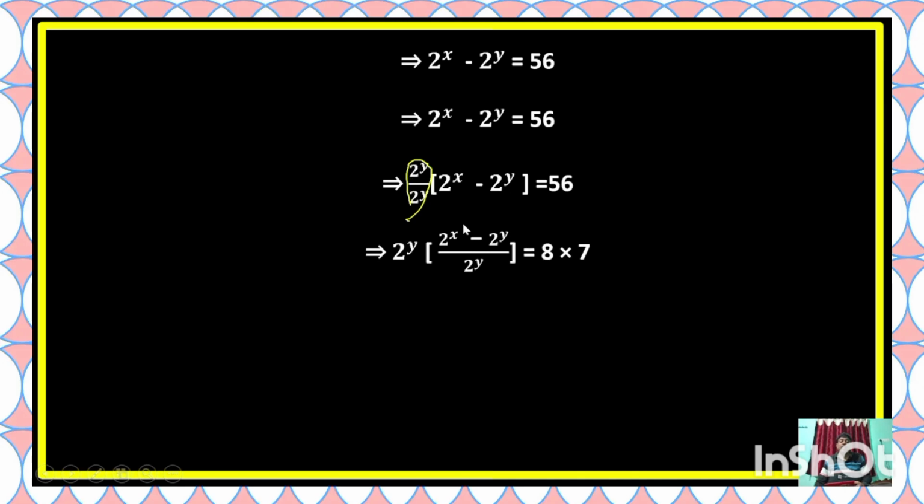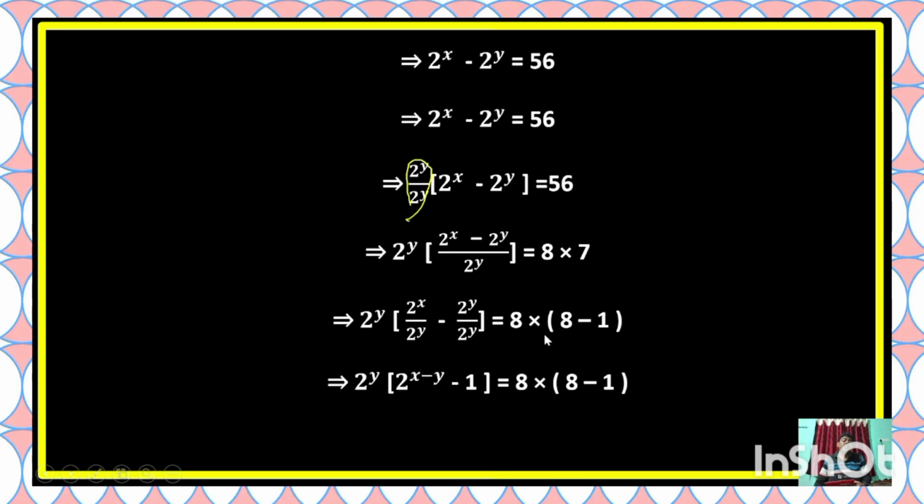And 2 to the power y whole into 2 to the power x minus 2 to the power y divided by 2 to the power y, which is 56, can be written as 8 multiplied by 7, because 8 sevens are 56, right? So here 2 to the power y whole into 2 to the power x divided by 2 to the power y minus 2 to the power y divided by 2 to the power y is equal to 8 whole into 8 minus 1. 7 can be written as 8 minus 1. You just modify the statement.